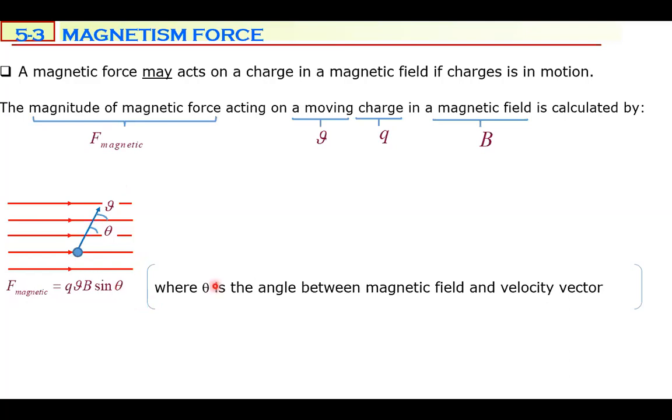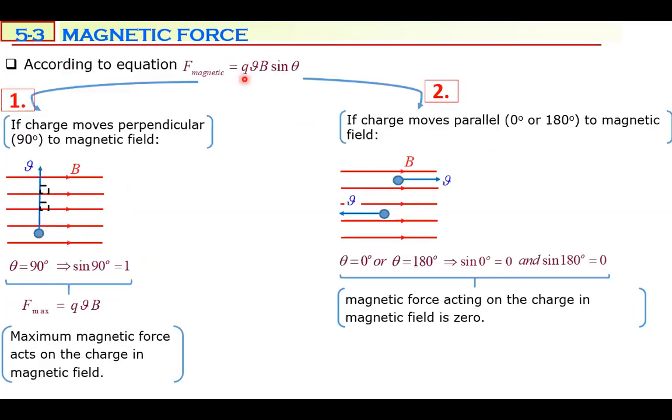So theta is the angle between the magnetic field and velocity vector, or between the magnetic field and the direction of motion of the charge. According to this angle, the force can change. According to the equation QVB sine theta, if the charge moves perpendicular to the magnetic field lines, like this, the magnetic field is to the right, but the charge is moving perpendicular, up to the plane of the page. So the angle between the velocity and the magnetic field is 90, and sine 90 is 1. That's why this charge will experience the maximum magnetic force. Maximum magnetic force acts on the charge if it is moving perpendicular to magnetic field lines.